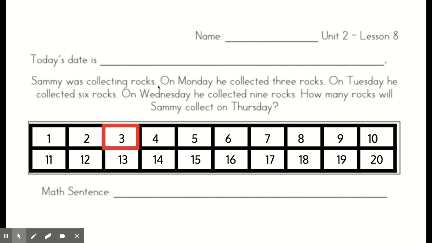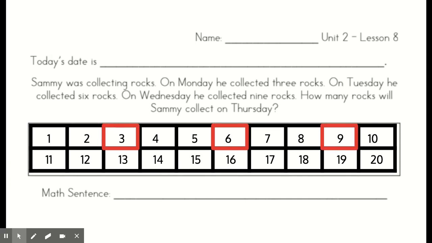Sammy was collecting rocks. On Monday, he collected 3 rocks. On Tuesday, he collected 6 rocks. On Wednesday, he collected 9 rocks. How many rocks will Sammy collect on Thursday? So this is adding 3 every time.